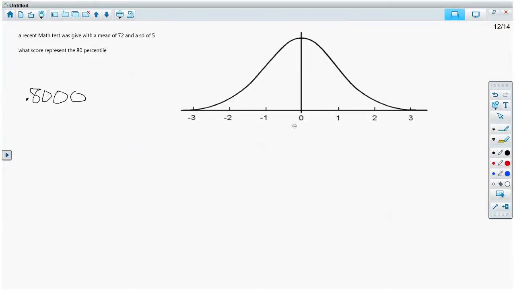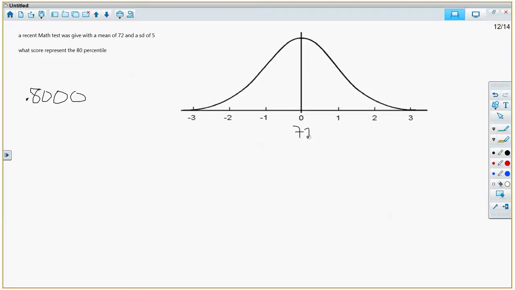That'd be 72, 77, 82. Y'all help me out because I can't add too well. And 87. 72 minus 5 is what? 67. 62. And 57.